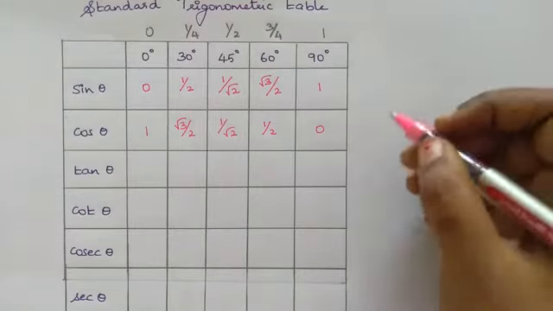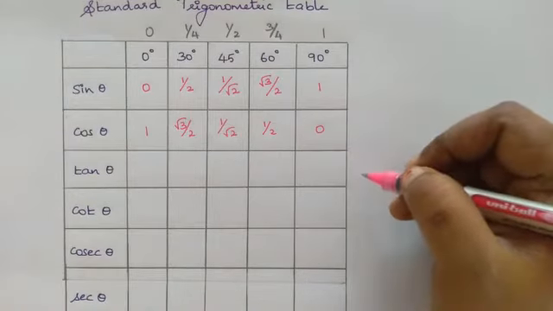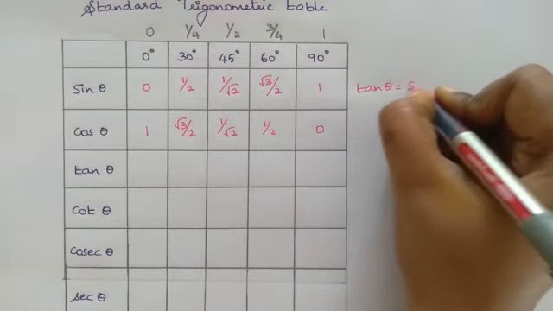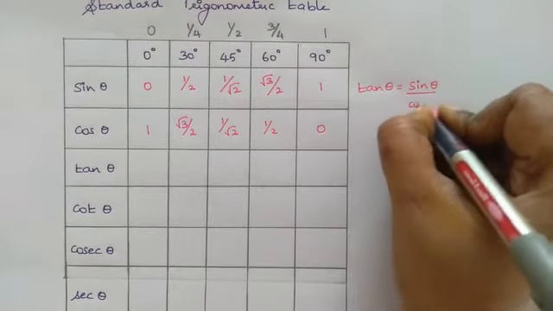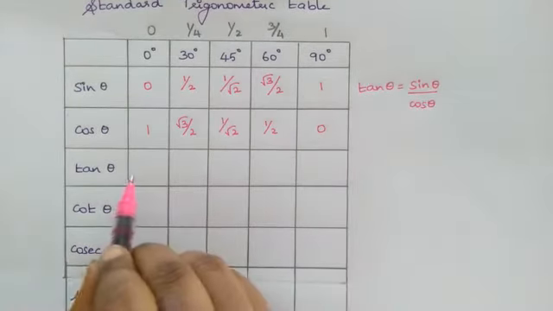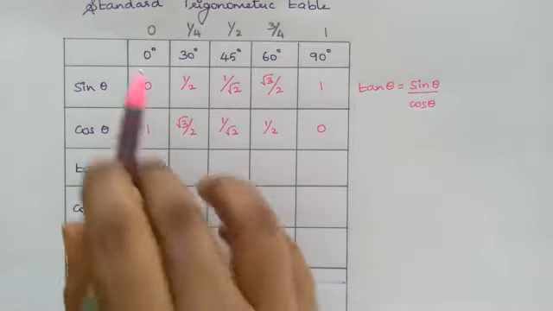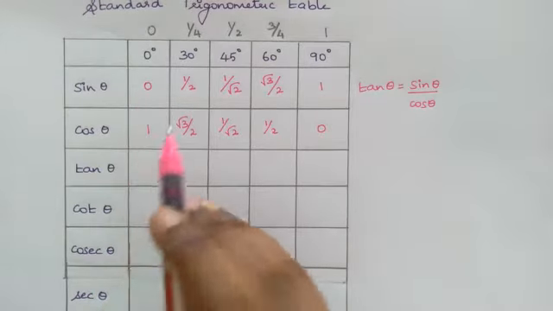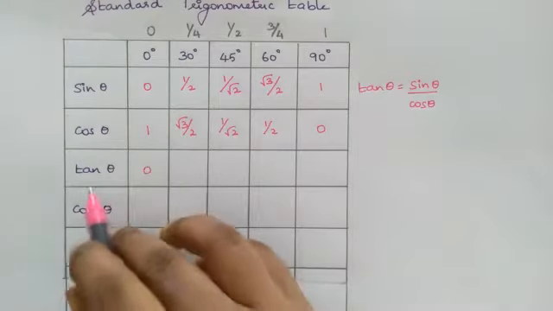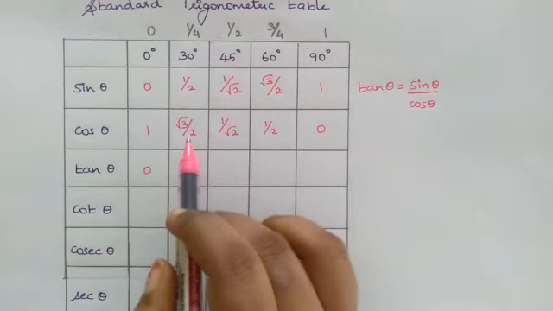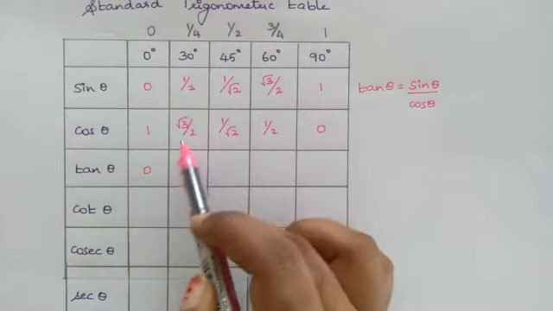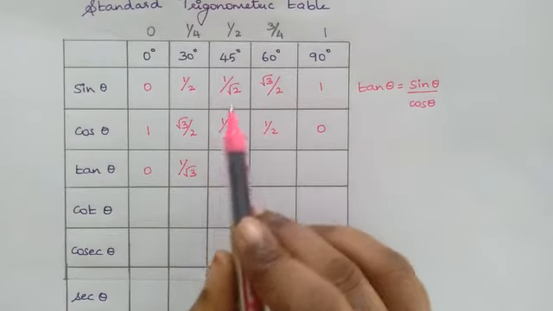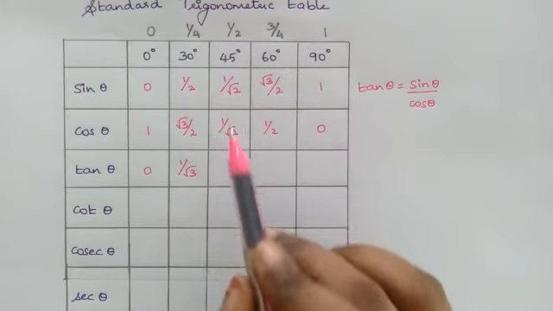That's it. Having the sine and cos values, it is easy for us to find the tan theta values, since tan theta is equal to sin theta by cos theta. Let us find the standard values for tan theta. So tan 0 degree will be sin 0 by cos 0, that is 0 by 1, 0. Next, tan 30 degree, that is sin 30 by cos 30. 1 by 2 by root 3 by 2. 2 and 2 get cancelled. 1 by root 3.